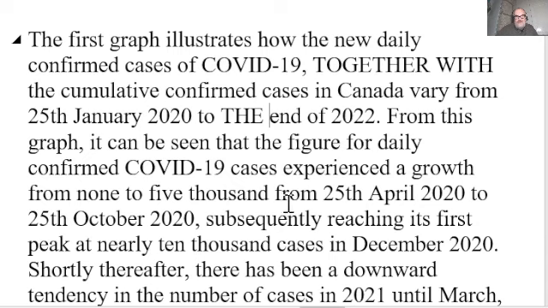From this graph, it can be seen that the figure for daily confirmed COVID-19 cases experienced a growth from none to 5,000 from 25th April 2020 to 25th October 2020. That looks fine. Subsequently reaching, this is very nice, its first peak at nearly 10,000 cases in December 2020. Good.